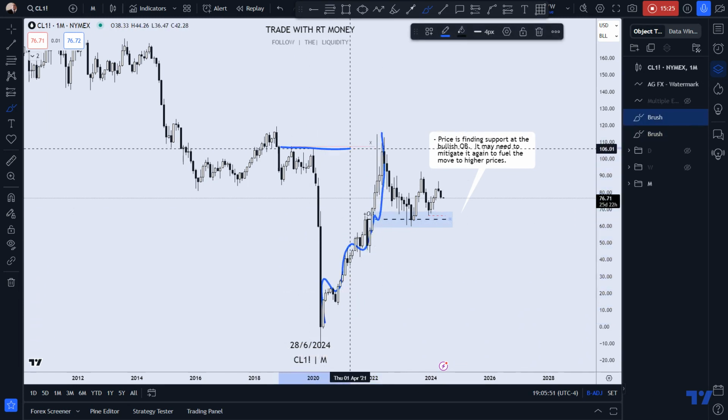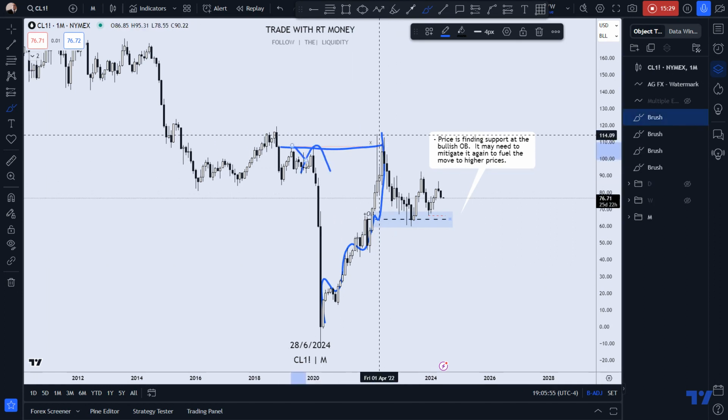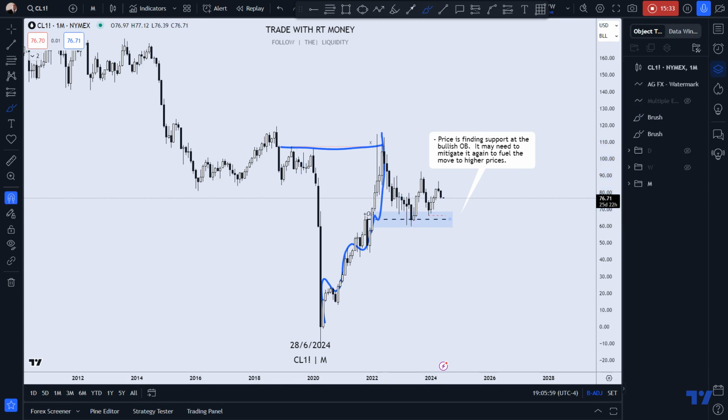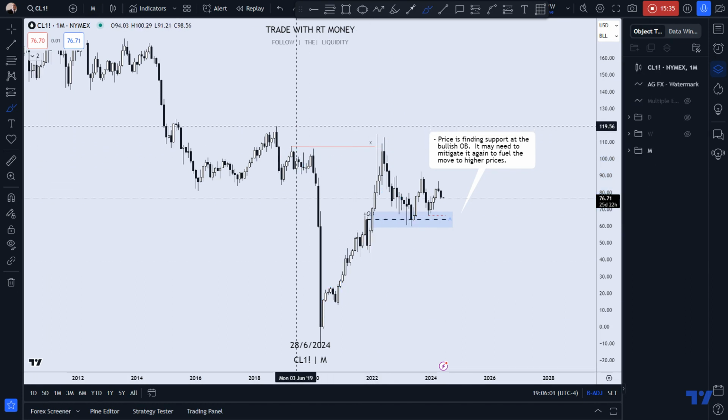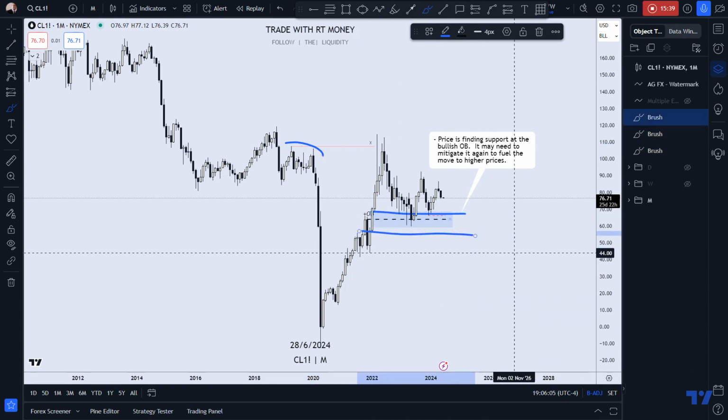We took out those swing highs there. That swing high there. That swing high there. What do you expect? A pullback, right? We pull back to what? Internal liquidity, right? Because this was external liquidity. We mitigated this fair value gap here.